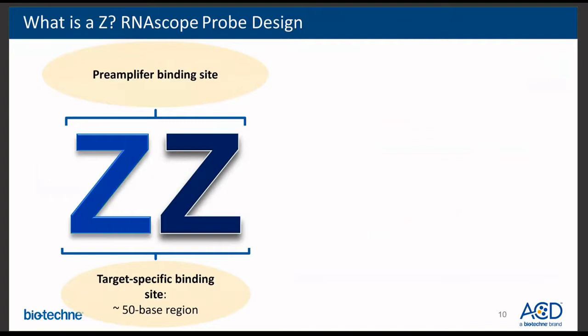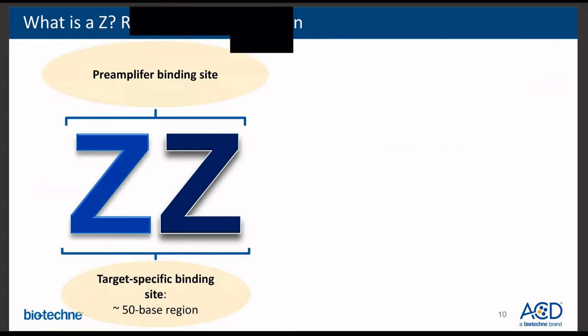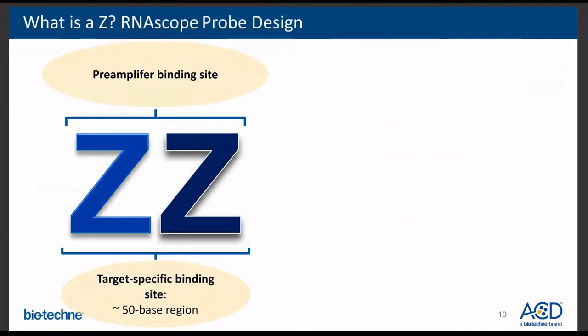The key feature of our RNAscope technology is the probe design I already mentioned. We depict the oligonucleotide target-specific probes as Z's to emphasize the fact that we have 2 regions linked by a spacer, which is pretty well depicted on the slide. When 2 Z's hybridize in tandem to the target sequence, it creates a unique binding site upon which pre-amplifiers can bind and then build the amplification tree, which we'll see in the upcoming slides.